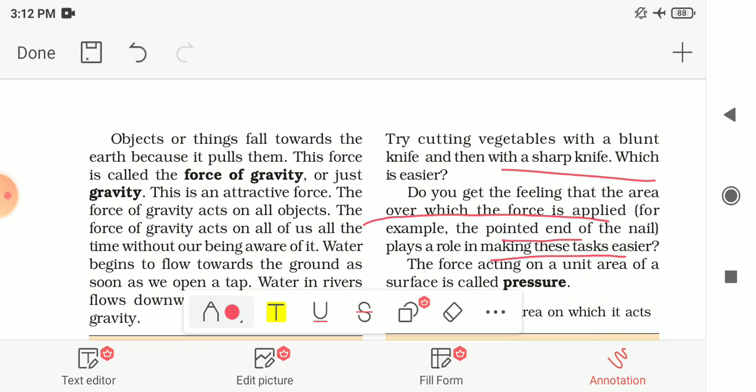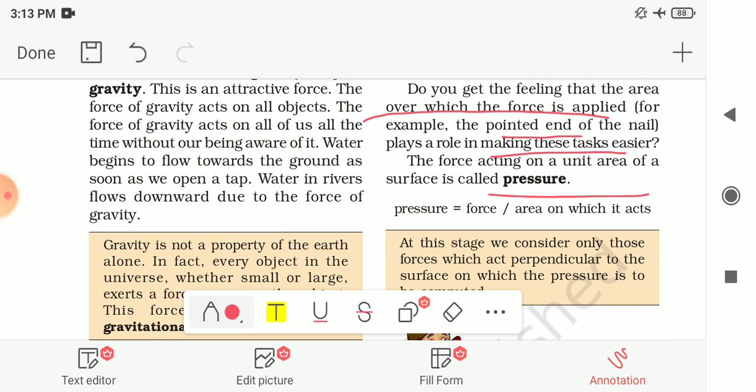Yes, when we apply the force on a small particular area, the task becomes easier. So we can say that the force acting on a unit area of a surface is called pressure. When we are applying the force on the pointed end of the nail, we can say that we are applying pressure on the pointed end of the nail. Same as in the case of the knife.